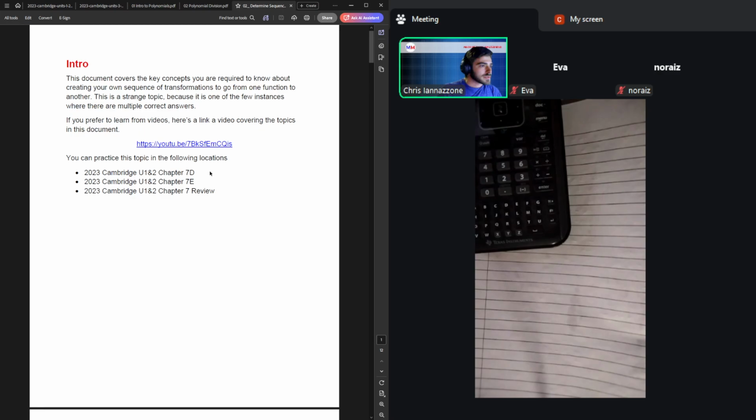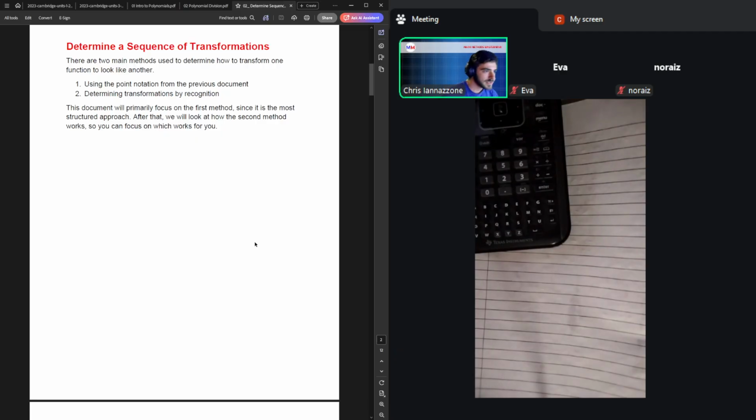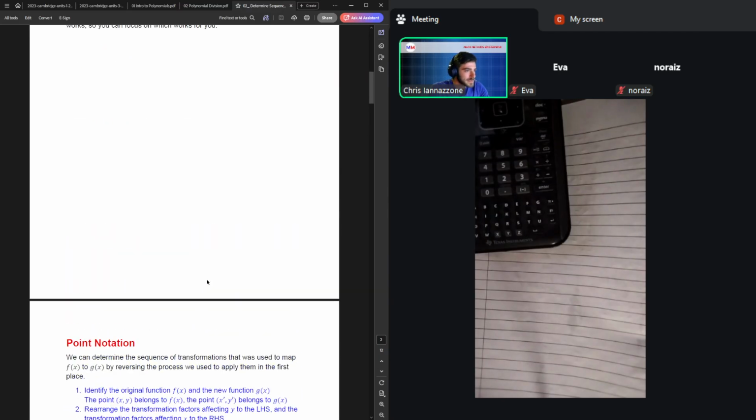So next up is the final part of transformations, which is how to determine a sequence of transformations, or in other words, try to figure out what would be required for us to get from one function to another function in terms of what transformations we're applying to it. This is the last part of transformations. However, you don't need to have already done transformations to understand this, except for a tiny bit here, which I'll put a bit more detail into.